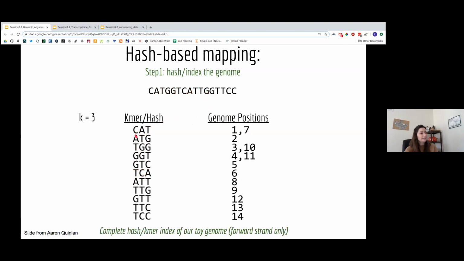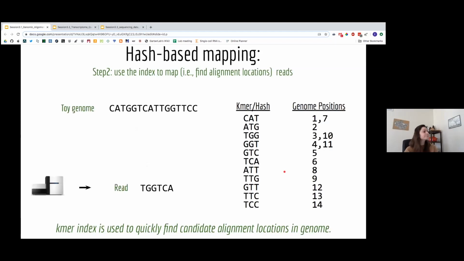But as you can see, whenever you reach a word that is repeated, so for example, we see a second occurrence of CAT here, you're also going to annotate it in the same position you had for the first one. So CAT can be found in positions 1 and position 7 of the genome. So this is a complete hash index of our toy genome. And now we can see how easier it's going to be to map some read into it.